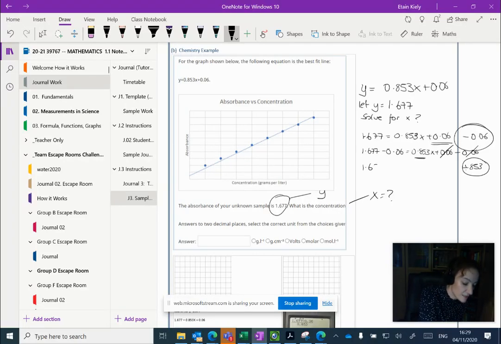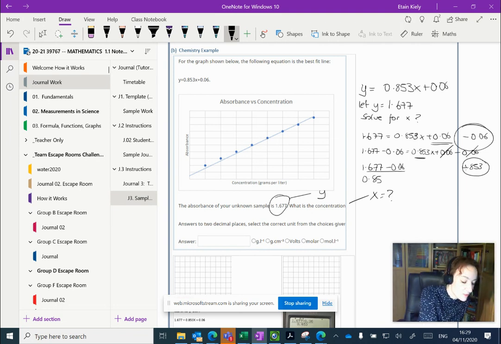So it's 1.677 minus 0.06 all over 0.853. And if we do that to one side, we do it to the other side, 0.853x all divided by 0.853. And these undo each other. So we're nearly there. We just need to solve for x. So we can repackage this. x is equal to 1.677 minus 0.06 all over 0.853.